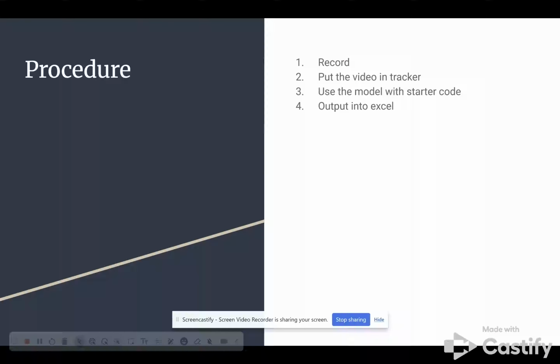Third is to use the model with the starter code and change it to match my own experiment. That way I could run the model and get the results that I wanted. And then lastly, I needed to output these results into Excel so that they could be analyzed.